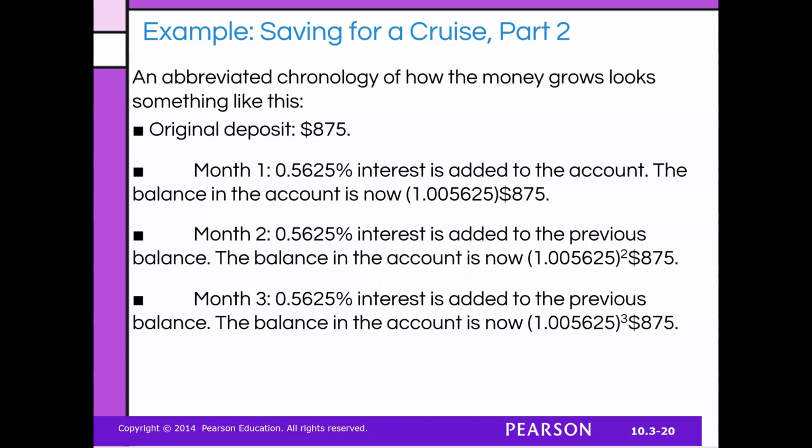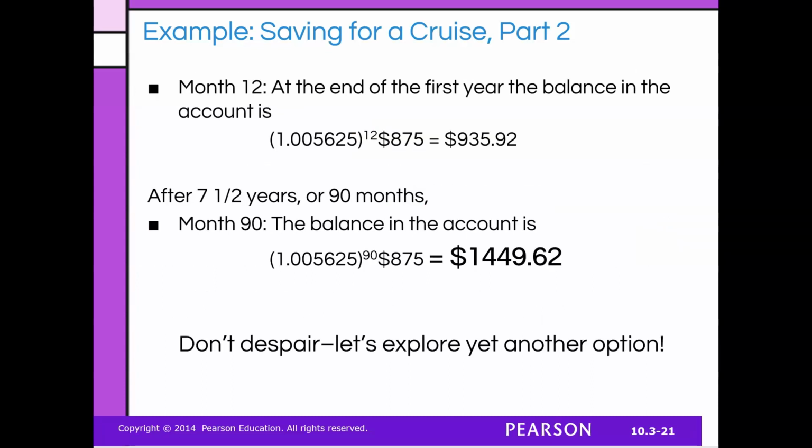Okay, so let's take a look here. The original deposit is 875. Month 1, we get this percent added to the account, and the balance is now, remember that 1 meaning the original account. Now in month 2, we're going to get more interest again. And this is kind of looking like that original exponent of 2, because now we're getting it for that second month and that third month. So at month 12, at the end of the first year, our balance is 934. After 7.5 years, which is 90 months, we could plug in 90 there and we're at 1449. And again, you're just like, oh my goodness, I am not where I want to be.